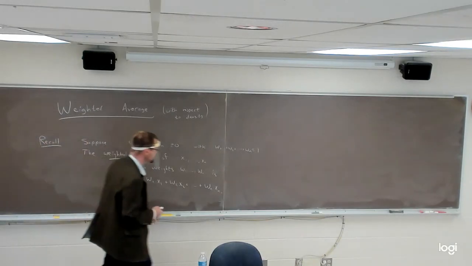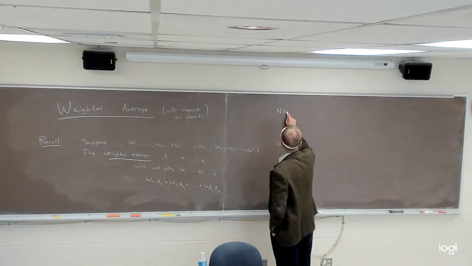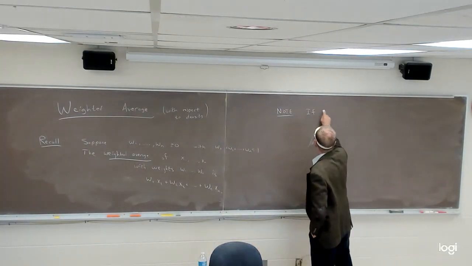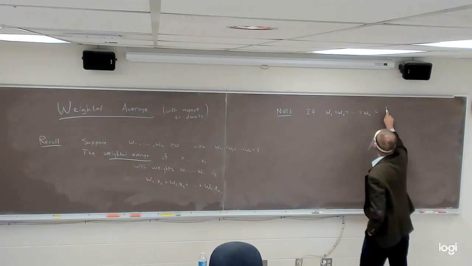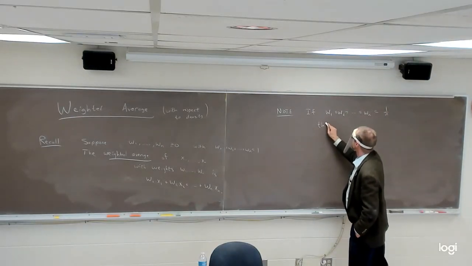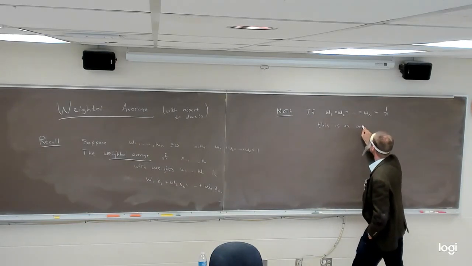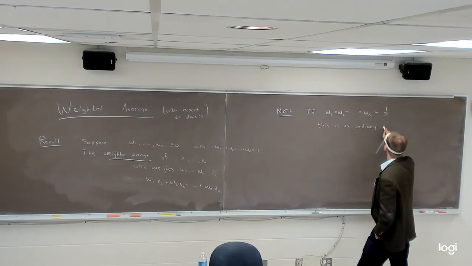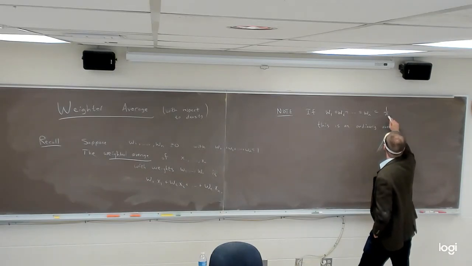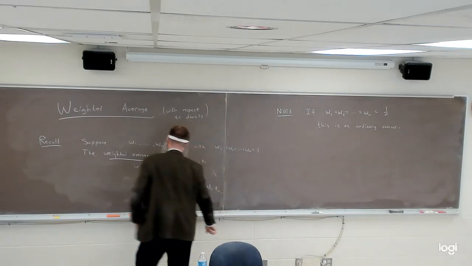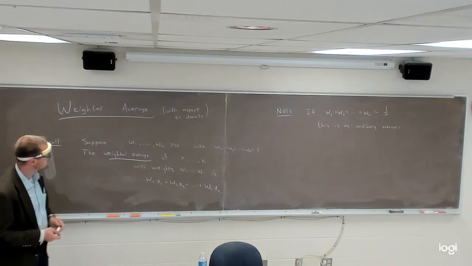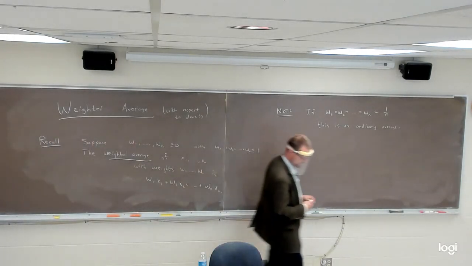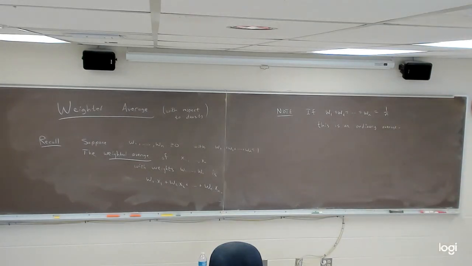Pretty familiar idea. Note, this generalizes ordinary average. If all the weights are equal to 1 over n, this is an ordinary average, where you add up the numbers and divide by n. This would be like x1 times 1 over n plus x2 times 1 over n. It's the same thing. So this generalizes the notion of average so that you can make some terms more influential than others.